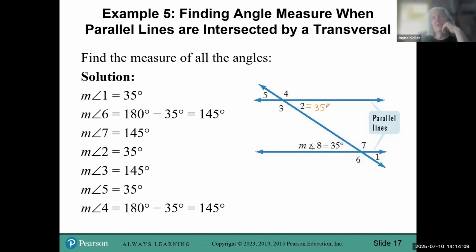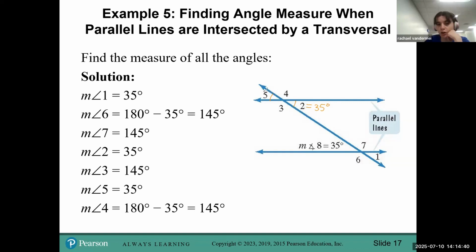What are the other two 35-degree angles? It'd be... So remember vertical angles. Which angle is opposite this one? 4 or 5? So see, it's 5. See how these guys are opposite one another?